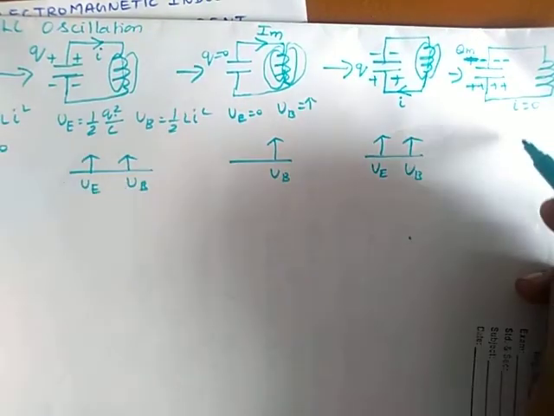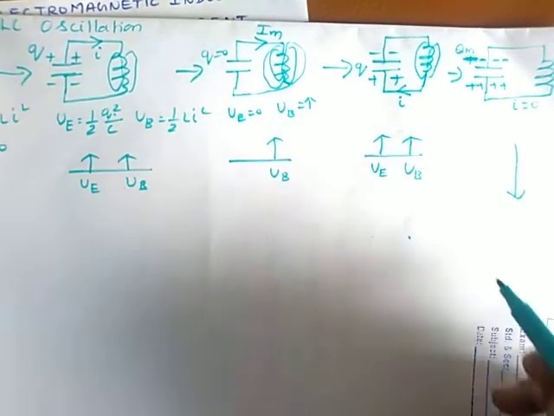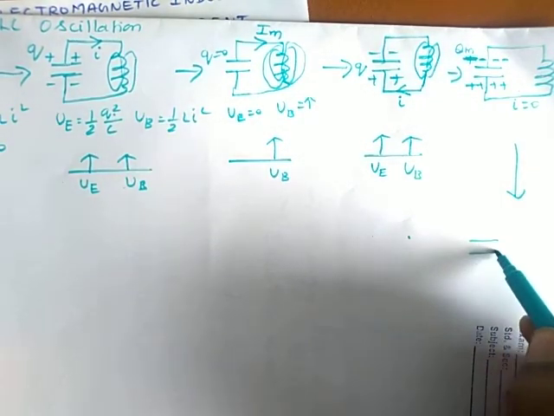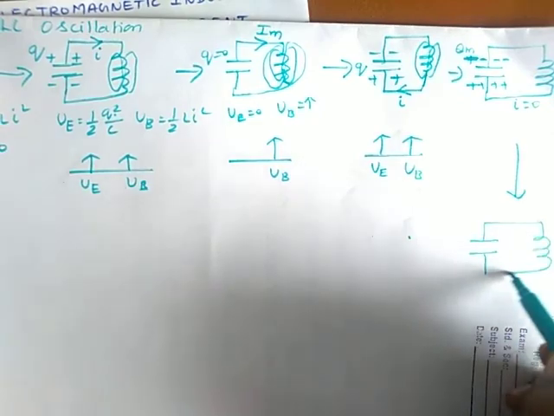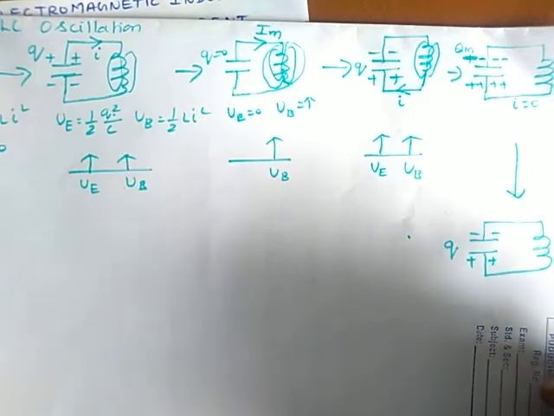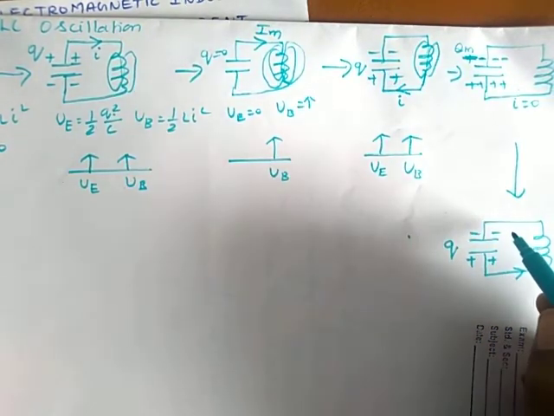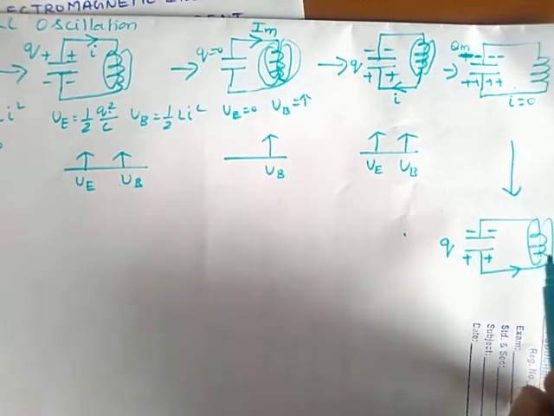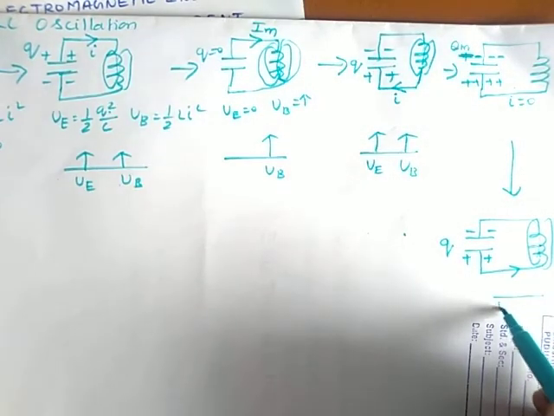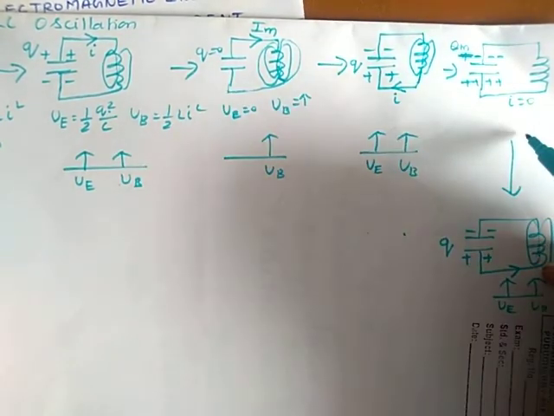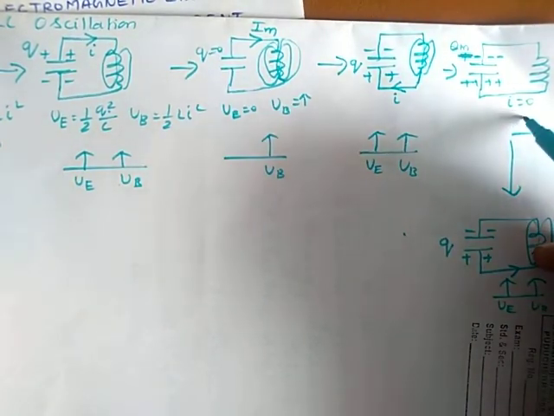At the next instant, I will start from here. The capacitor starts to discharge. Then the charge will become Q. There will be a flow of current I in an anti-clockwise direction. Due to this, it will produce a magnetic field. So the energy is stored as electrical and magnetic. Here, UE is maximum and UB is 0.